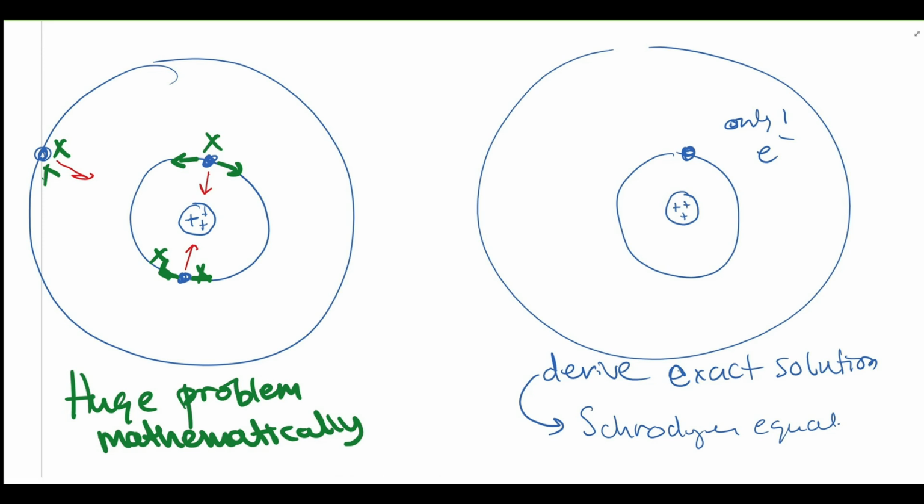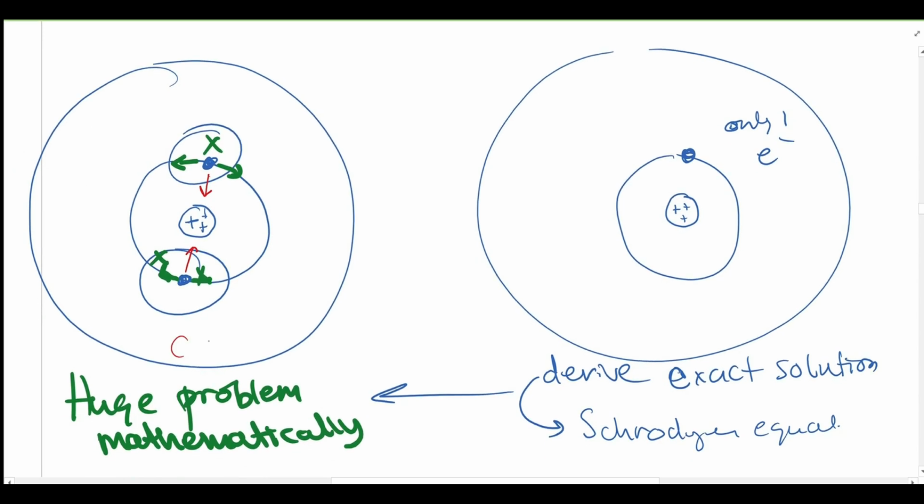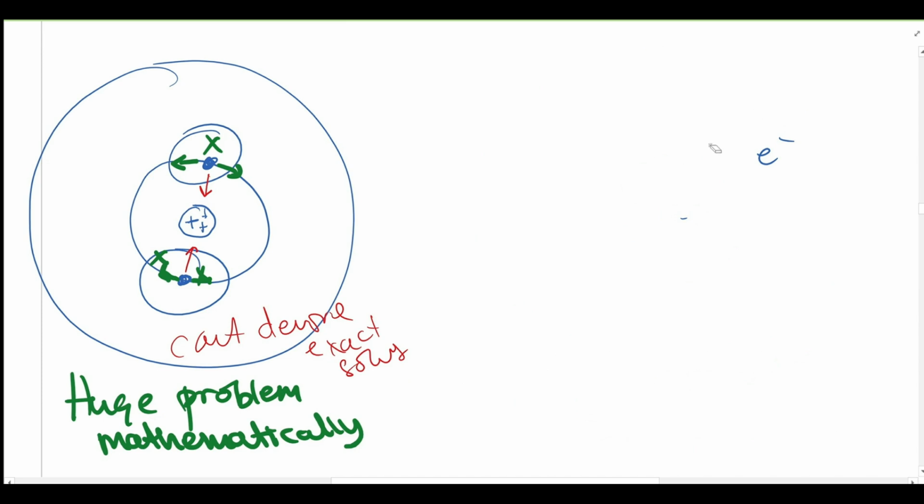But once you add 2 electrons, mathematically it's much more complicated because all of these electrons are interacting with each other, and quite literally we can't solve them exactly. There's no solution here. Our mathematical language is insufficient to describe anything other than a single electron. So if we have 2 electrons, we can't derive an exact solution. It's a problem with our own mathematical language that it's just not possible.